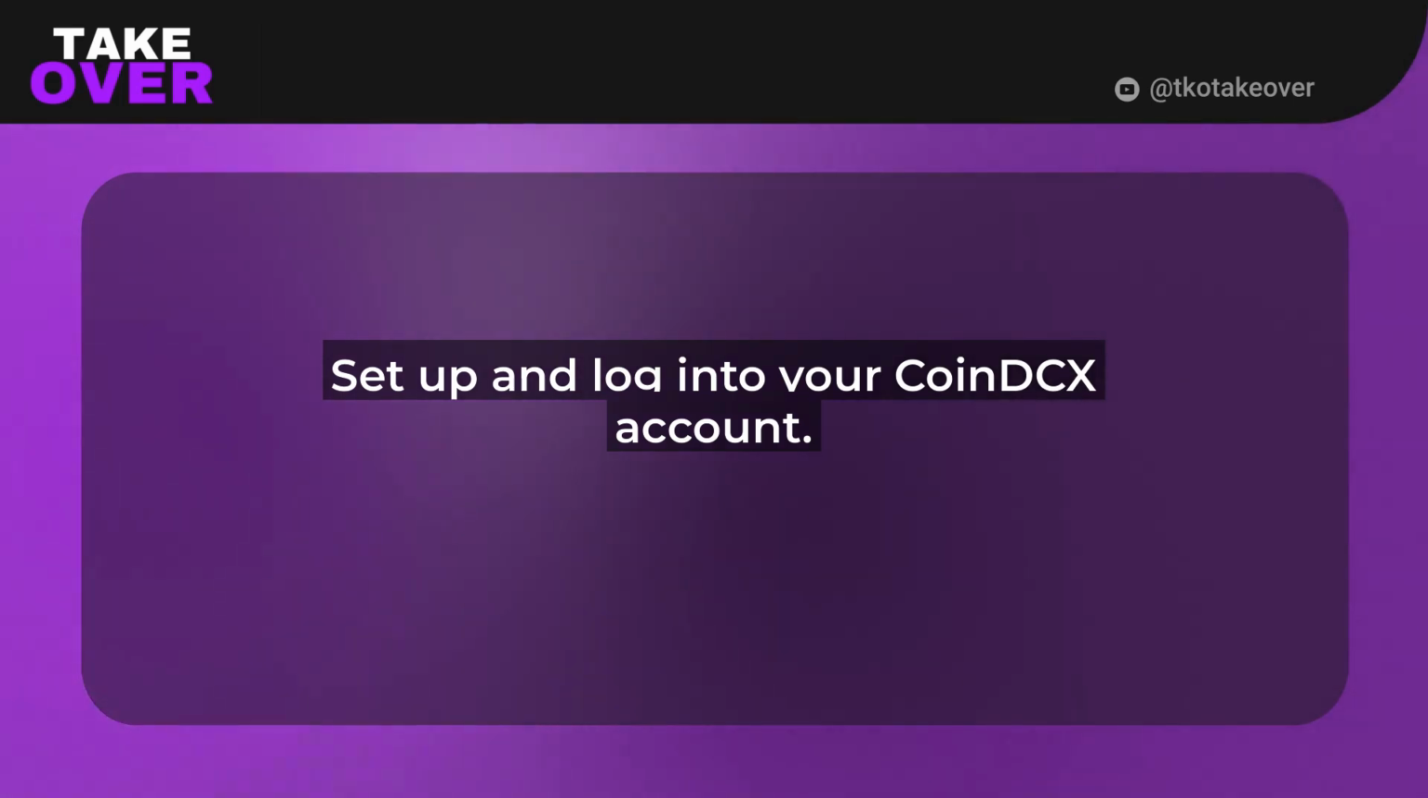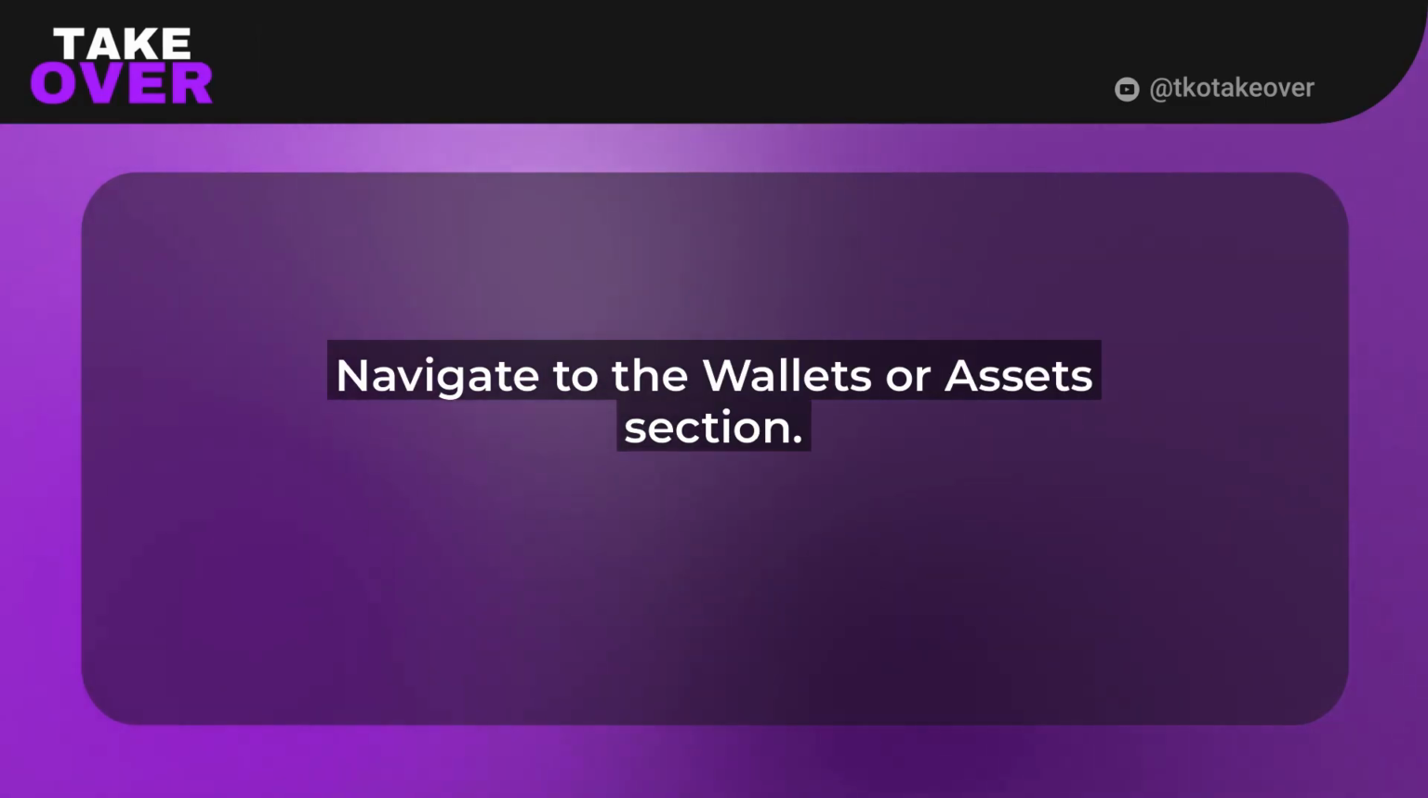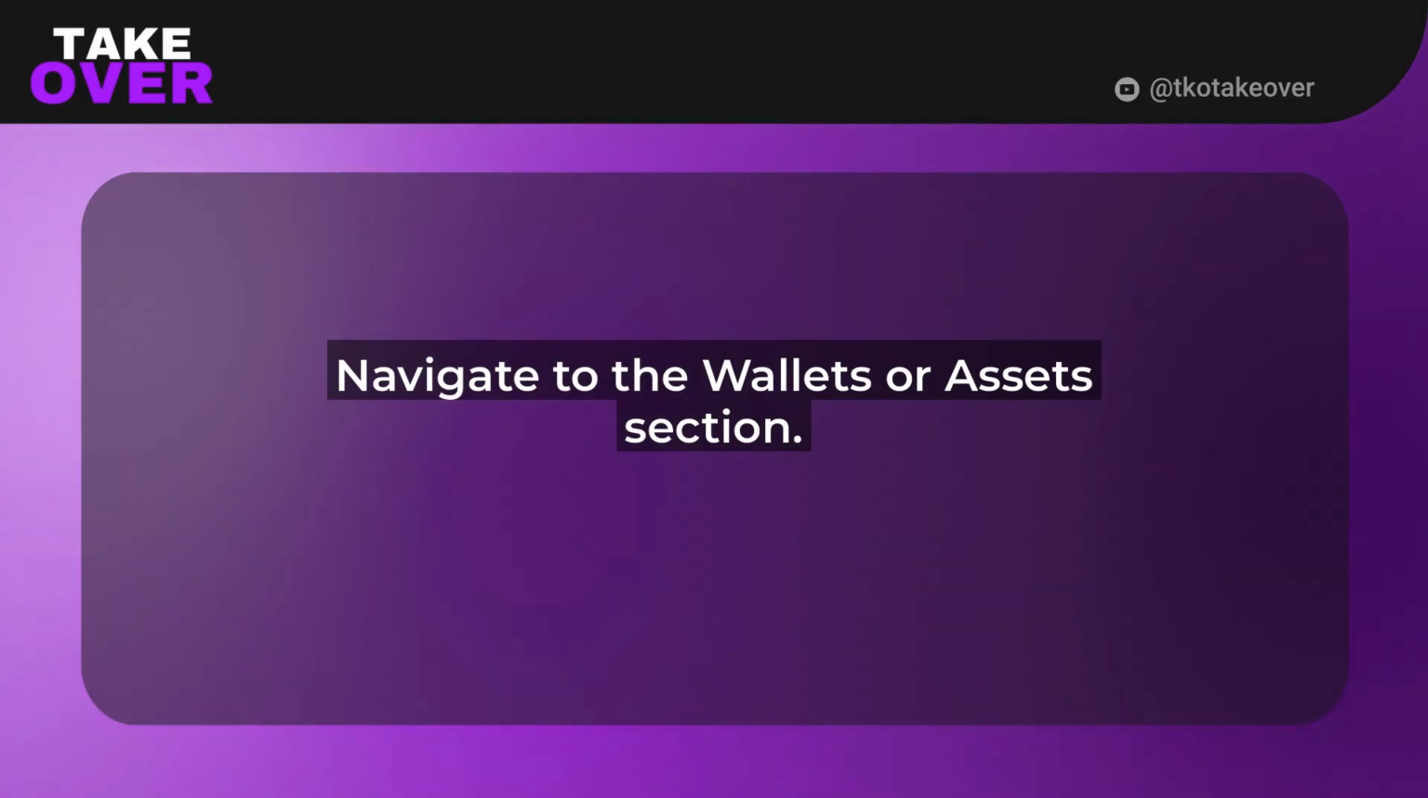Let's dive in. First things first, make sure you have a Coindcx account set up. If you don't, head over to their website or app and create one. It's straightforward and secure. Once you're logged in, navigate to your dashboard. Look for the Wallets or Assets section. That's where all your cryptocurrencies are listed.